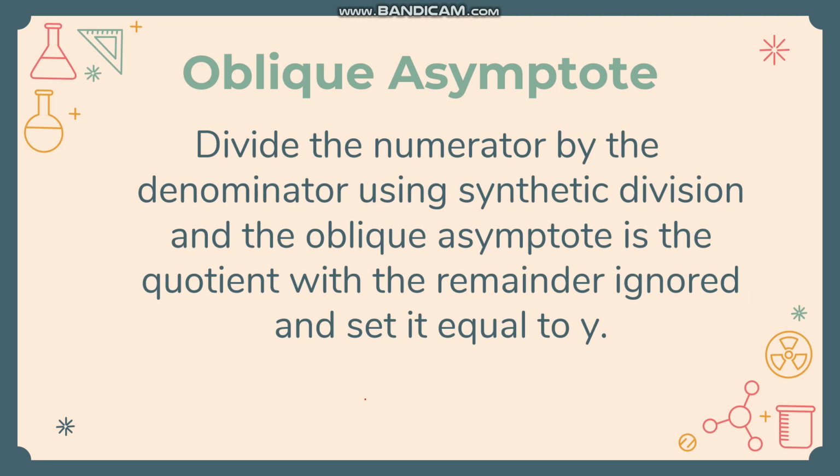So to get the oblique asymptote, all you have to do is divide the numerator by the denominator using synthetic division. And the oblique asymptote is the quotient with the remainder ignored, set equal to y. Now, if you already identified that the degree of the numerator, n, is 1 higher than the degree of the denominator, m, then all you have to do is divide the numerator by the denominator using synthetic division. And the quotient will be our oblique asymptote. But you still have to set it equal to y.